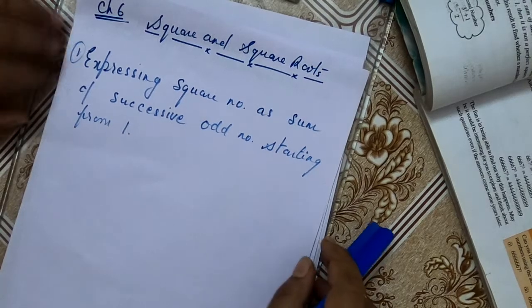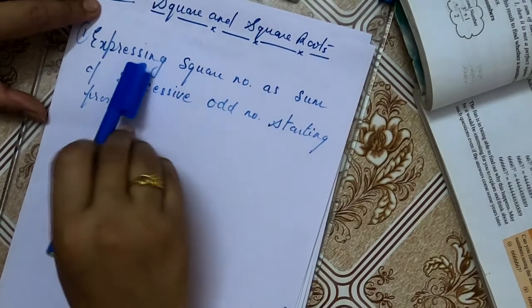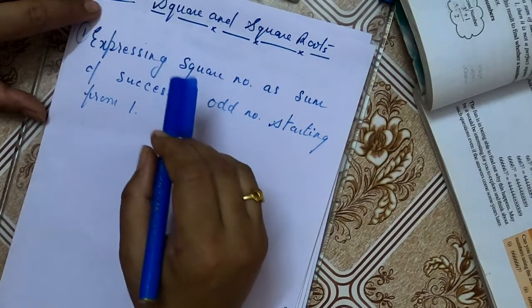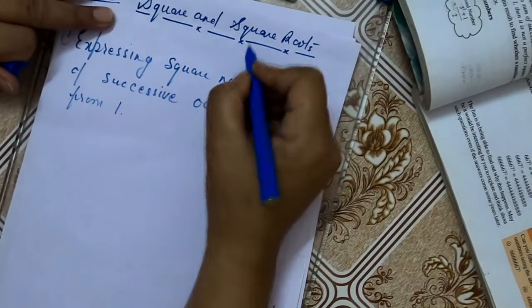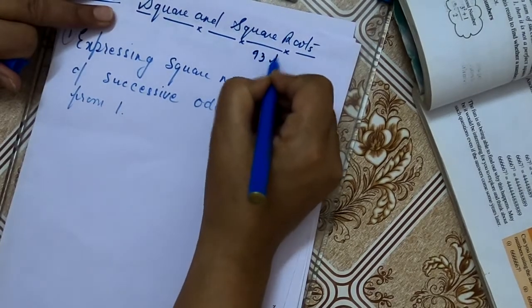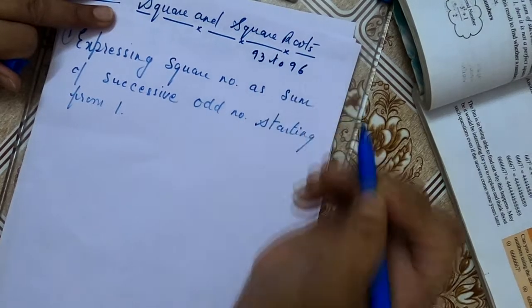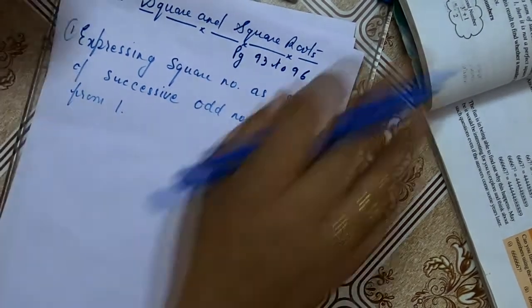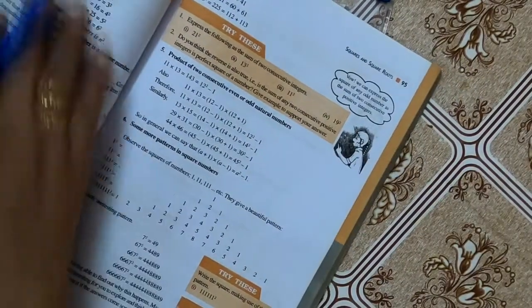Let us proceed. Today we are going to cover pages 93 to 96. You can see these pages. This is 94.